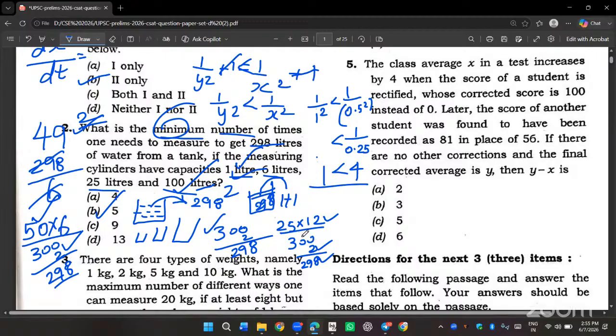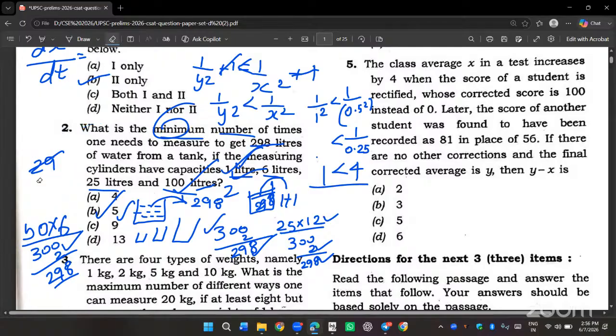Okay. So in this method, this one will give you only 5 times. Which one? The maximum capacity cylinder, 100 liters. If I use it 3 times, then 2 times the 1 liter cylinder, I will get 298 liters at the end. So totally 5 times I have used. That's all. This is the second question.